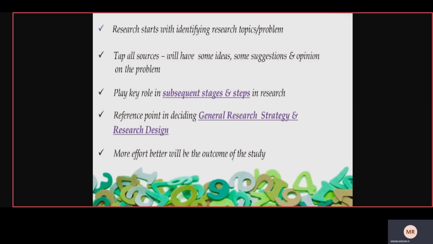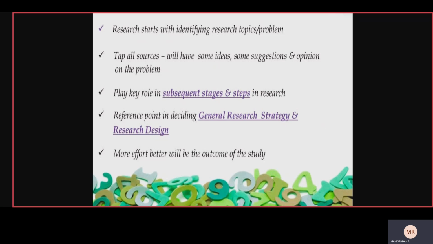And all sources will have some ideas, suggestions, and opinions on the problem, and they play a key role in subsequent stages and steps in the research. Yes, your supervisor will give you some steps and stages. So what are the things you need to follow? The reference point in deciding the general strategy and research design. The research design is a very important thing when you are sending the manuscript. And next, the more effort, the better the outcome of the study. These are the points which can be very useful for you.